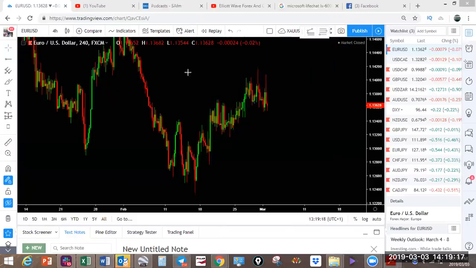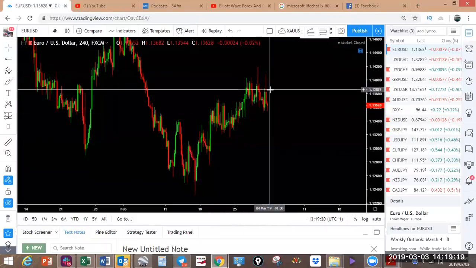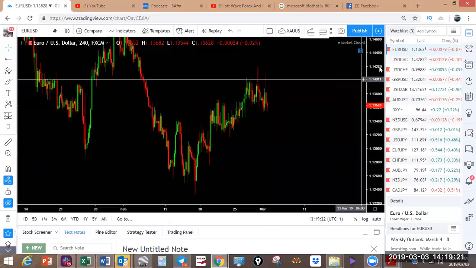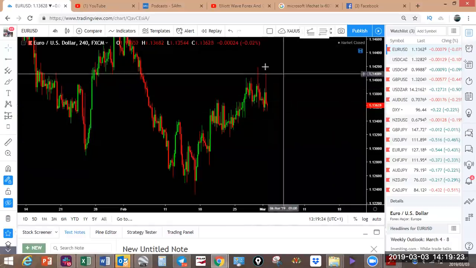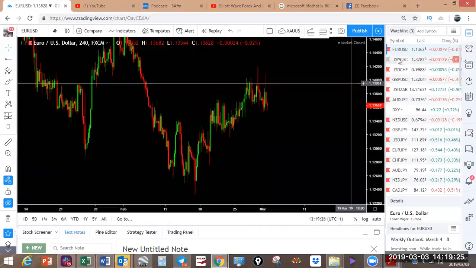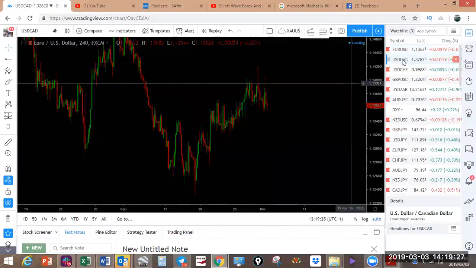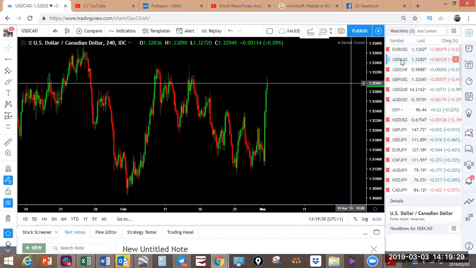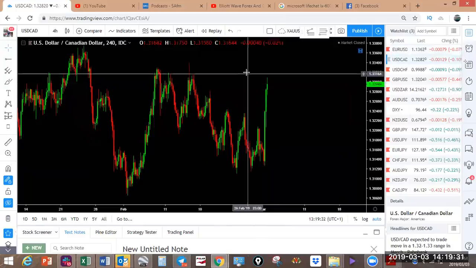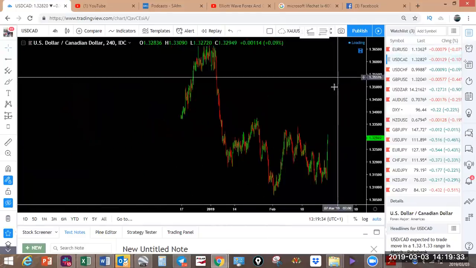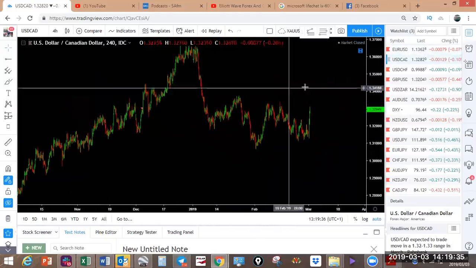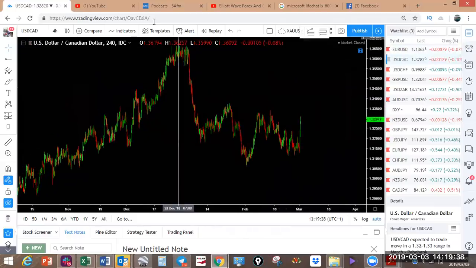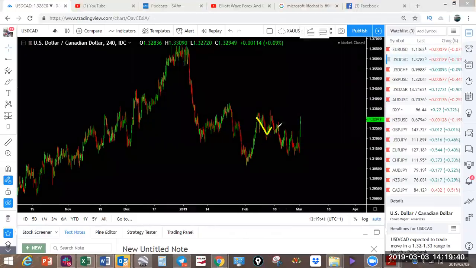Yeah, like that. So let's watch how this plays out in the next coming sessions. This will be critical to see how this corrective structure plays out. US dollar CAD. I've said this a number of times, that this structure on US dollar CAD is not going to come down like that. Go watch the videos that we discussed.